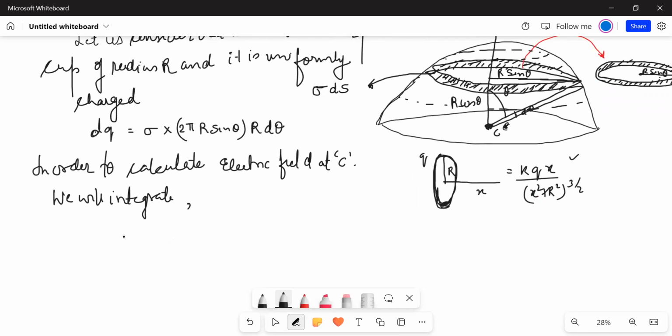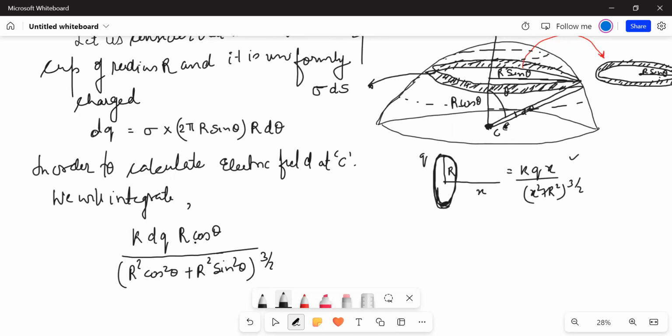So what will be the electric field? The electric field will be k dq into distance x, divided by x square. What is the distance here? From here to here, the distance is simply r cos theta. What is x? x is again a distance, so this is simply (r square cos square theta plus the radius of the ring squared, which is r square sine square theta) raised to power 3 by 2.